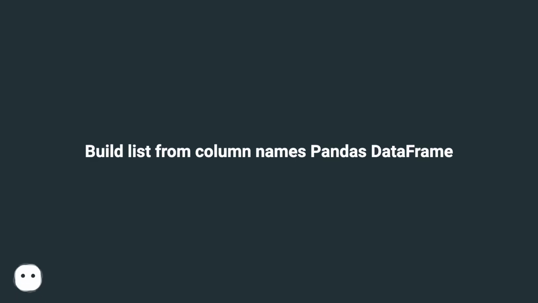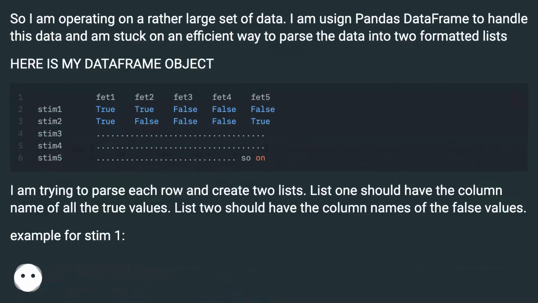Build list from column names Pandas DataFrame. So I am operating on a rather large set of data. I am using a Pandas DataFrame to handle this data and am stuck on an efficient way to parse the data into two formatted lists. Here is my DataFrame object.